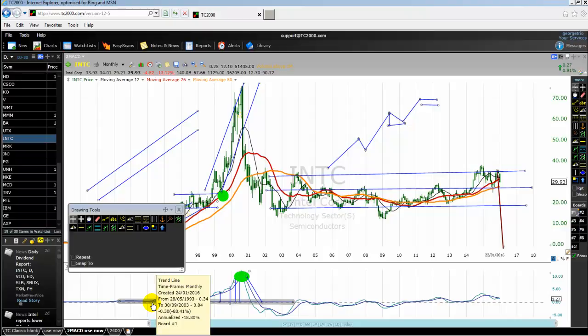The same rules apply when we are talking about MACD trading tips. MACD crosses above the signal line. MACD crosses above the zero line. MACD is converging towards the moving average 26. MACD is diverging from the moving average 26.